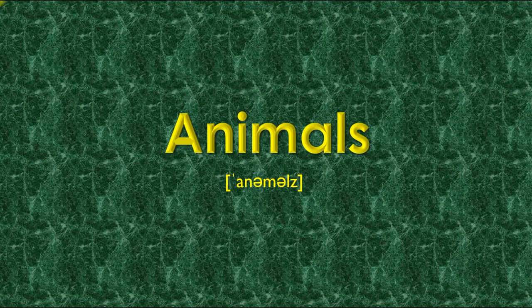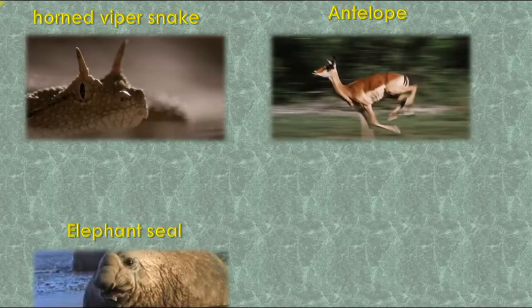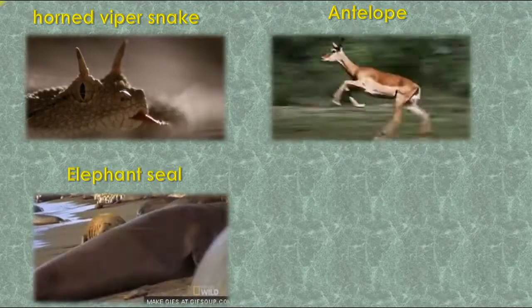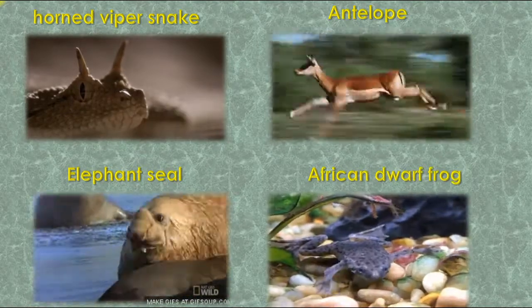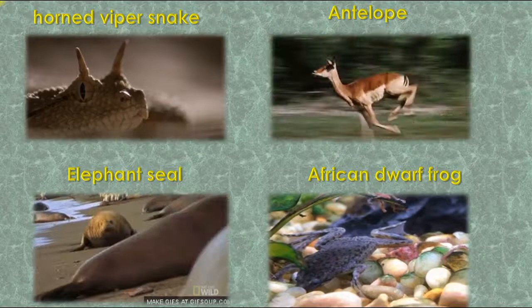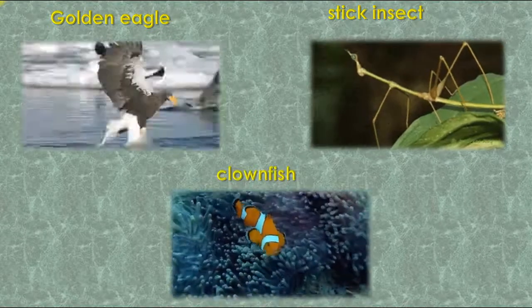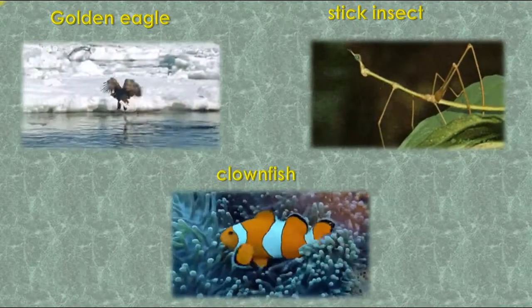Here we are going to take some animals and then we are going to go with the habitats. Horned viper snake. Antelope. Elephant seal. African dwarf frog. Golden eagle. Stick insect. Clownfish.